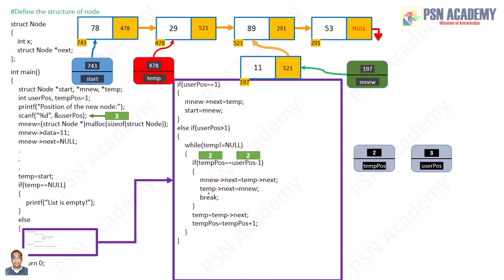The next code is temp next equal to mnew. The temp's next pointer is also pointing to the 521, but it should not. It should point to the node at 197. So this 197 is with mnew. So copy the mnew's value, that is 197, to the temp's next pointer. So 197 has been copied. And this link breaks and this link is established.